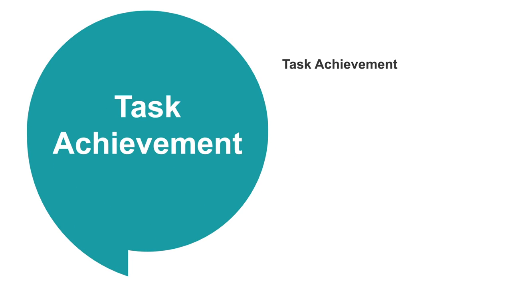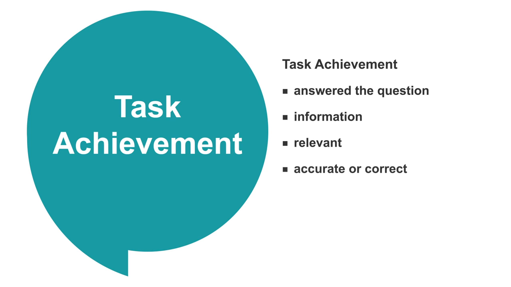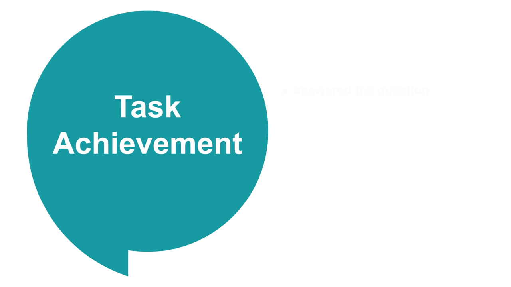The first is task achievement. This refers to how well you have answered the question and also assesses if the information in your answer is relevant and accurate or correct, using the minimum of 150 words. For task achievement, it's important that you include an overview of the significant trends or information.